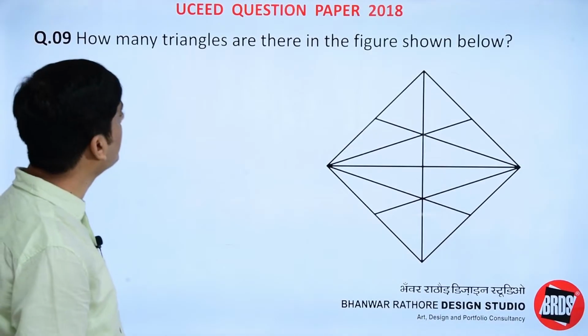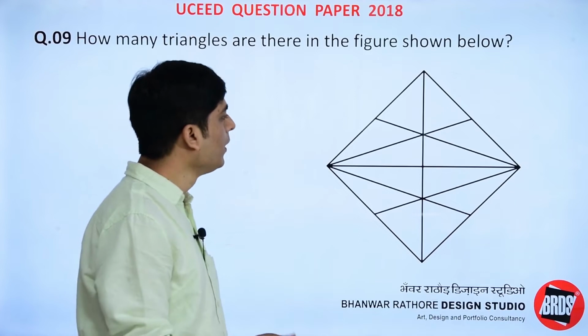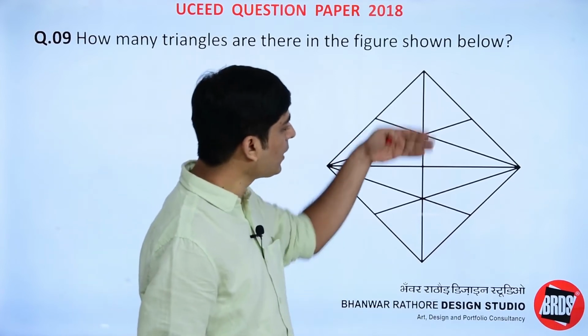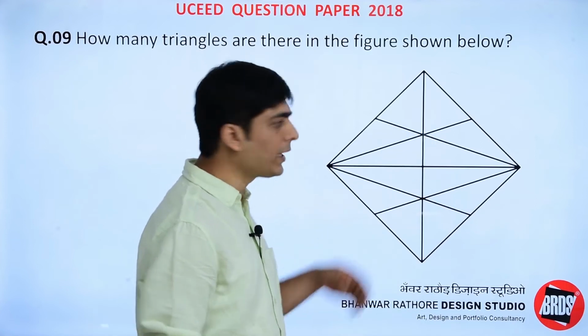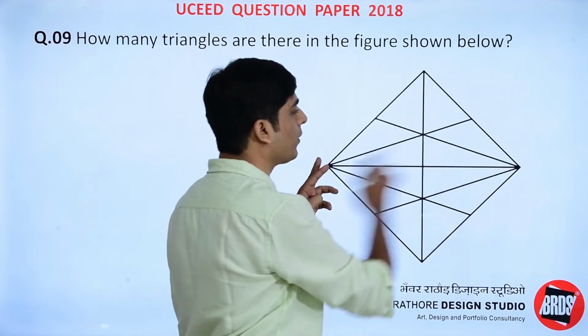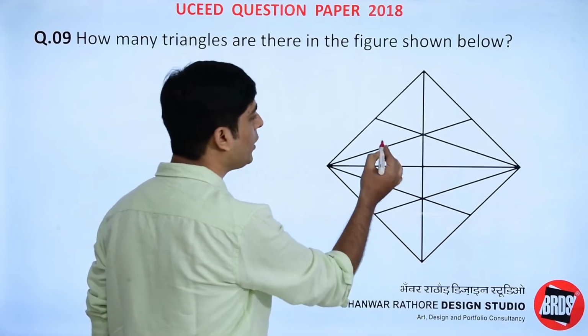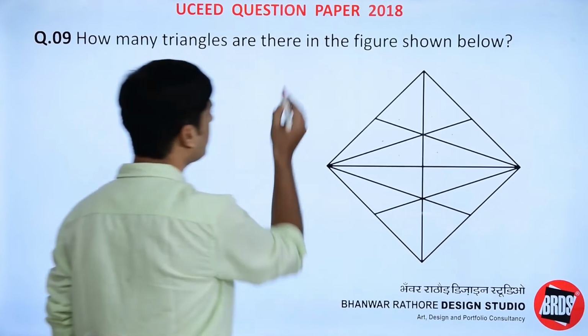How many triangles are there in the figure shown below? First of all, we will try to get the similarity. As we can say, these two triangles are similar. So we try to calculate the number of triangles in this figure only. First of all, we'll try to calculate the smaller triangles. 1, 2, 3, 4, 5, 6.